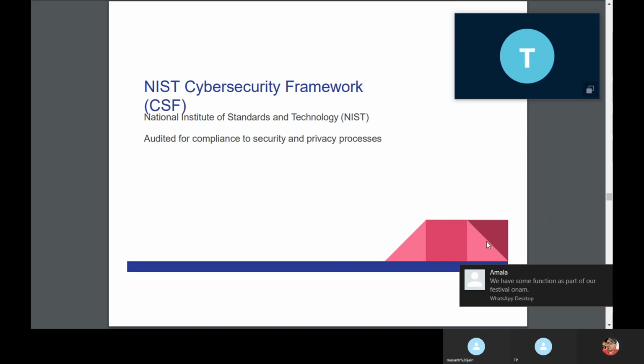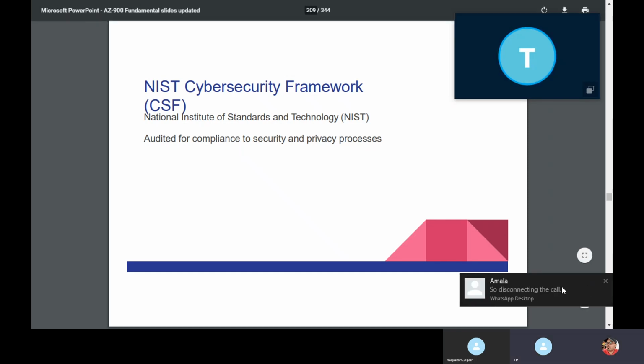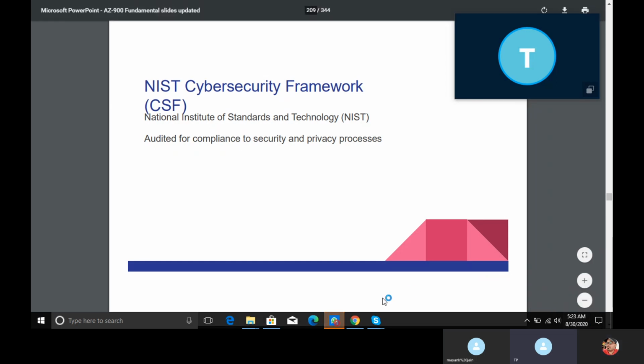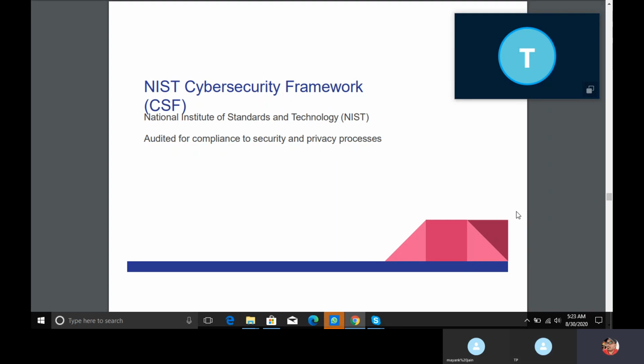Can you please let me know what you mean by the CMM level? That's a maturity level of measuring operations. Perfect.